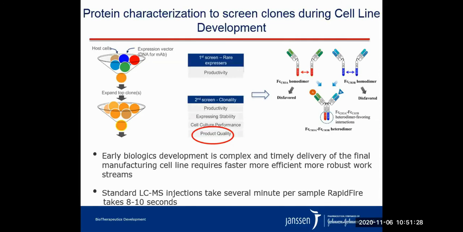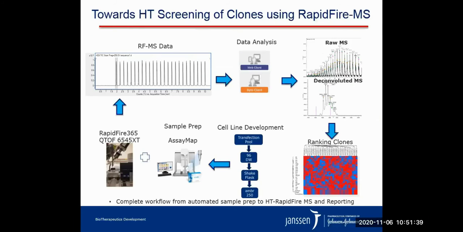We are using RapidFire-MS with cycle times of 8 to 10 seconds per sample to speed up the processing of large volumes of samples. Our approach starts with purified cell culture material and subjecting samples, mostly in 96-well format, to RapidFire-MS analysis. The data generated from these experiments can be split into individual files and processed using our intact MS data analysis pipeline, where intact mass spectra are deconvoluted and intensities are reported for each clone for various species, as shown in the heat map at the bottom.